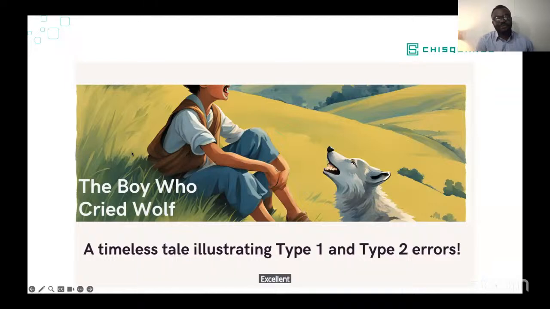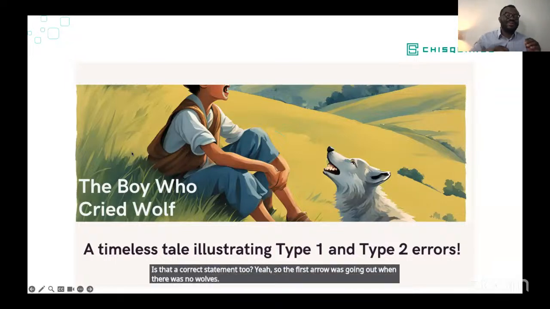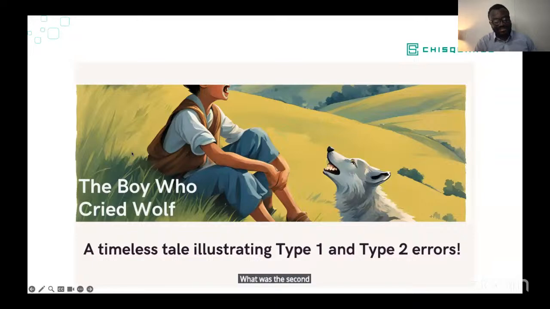So what was the first error the villagers made in this story? They did not go out to check whether the boy was serious or not. No, the first error, the first one. They did not reprimand the boy each time he was joking. Okay. Or we can say that they went out when there was no wolf. Is that a correct statement too? Yeah, so the first error was going out when there was no wolf. What was the second mistake they made?